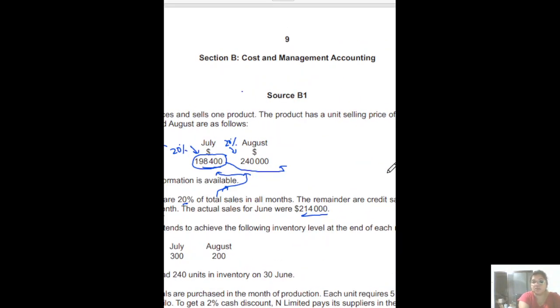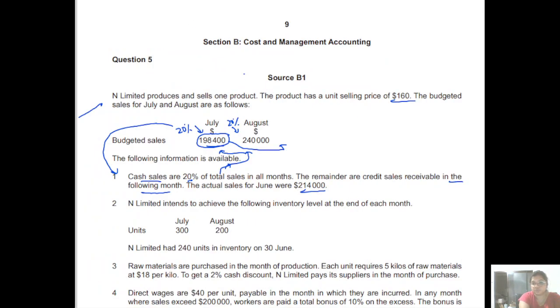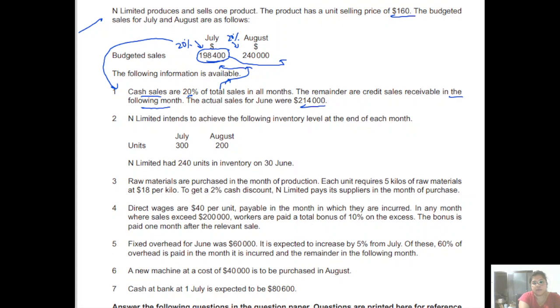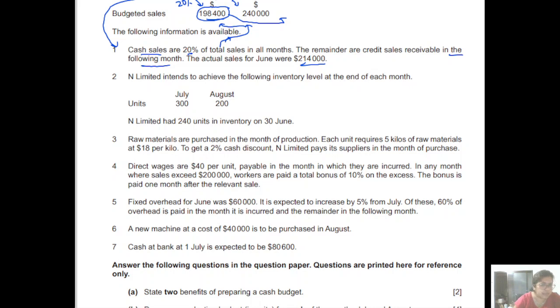In the second point, they told you N Limited intended to achieve the following inventory at the end of each month. It is clearly given to you, like the closing stock of July is this much, and for August is this much. And on 30 June, N Limited has 240 units. So it means the closing stock of June is already given to you, which is 240. So you have the June, July and August closing stock.